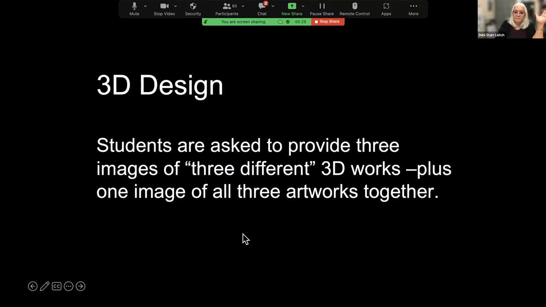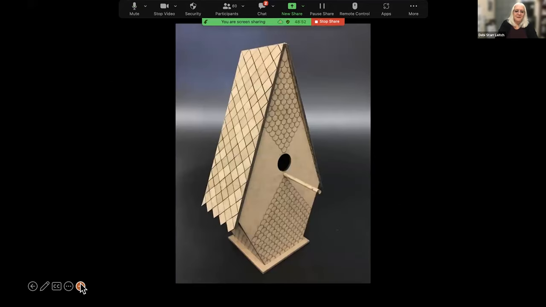Now for 3D. One of the things that I've seen people do is take one item and take three pictures of the same item in different poses and load those up. It doesn't work that way. You need to have three separate three-dimensional items, right? Then you're also going to have that one picture with all three of them together. So make sure you keep them.